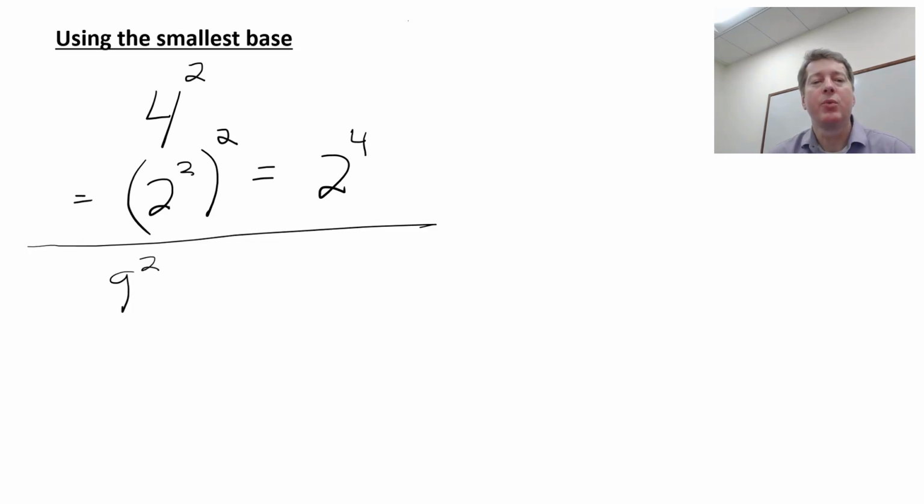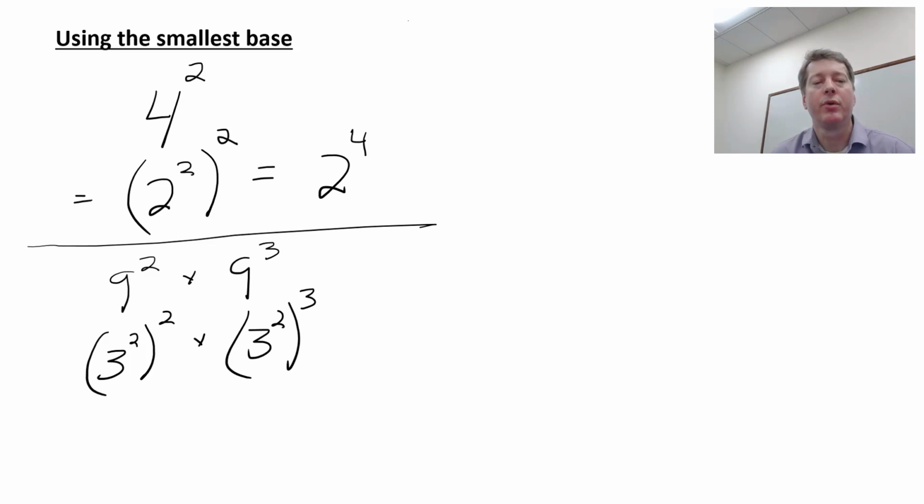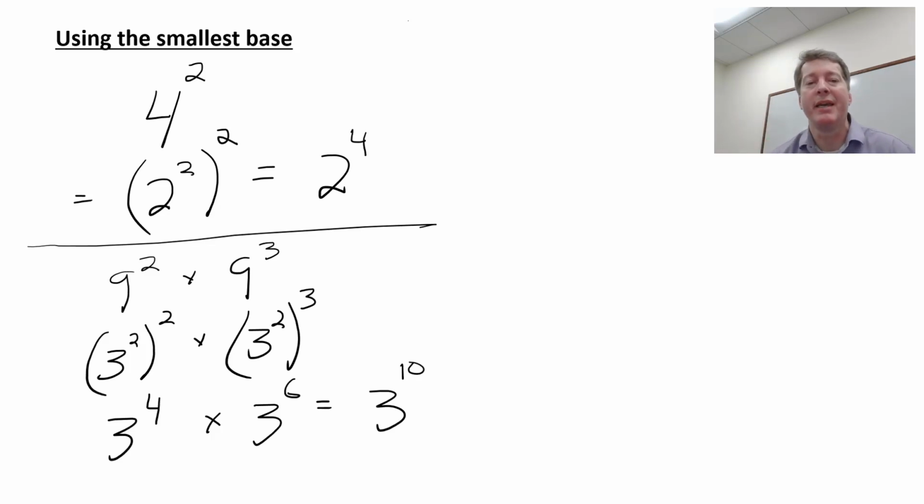Suppose I had 9 squared times 9 cubed. Well, 9 is the same thing as 3 squared. So that's 3 squared squared times 3 squared cubed. So 3 squared squared, that's the same as 3 to the 4th, times 3 squared cubed, 3 to the 6th. So that is 3 to the 10th. That's a big number, but that is reducing it down to its smallest base.